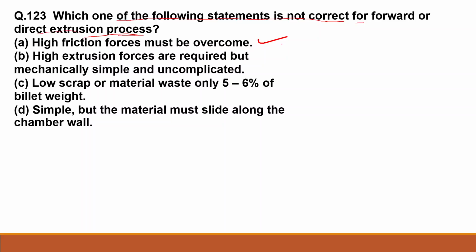In forward and direct extrusion process, high extrusion pressure is required but mechanically simple and uncomplicated. This point also is right. Low scrap or material waste, only 5 to 6% of billet weight. This point is wrong, because in the billet it occurs 0% only. That's why this point is wrong, and our option will be C.